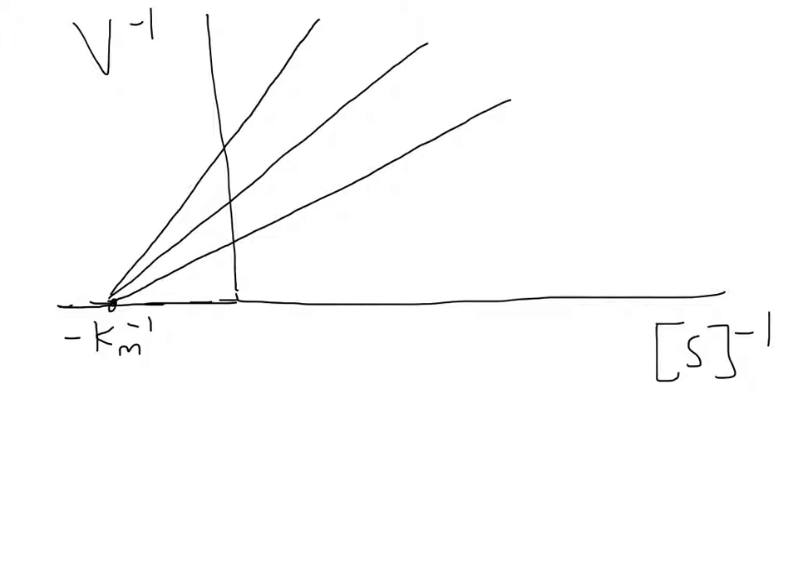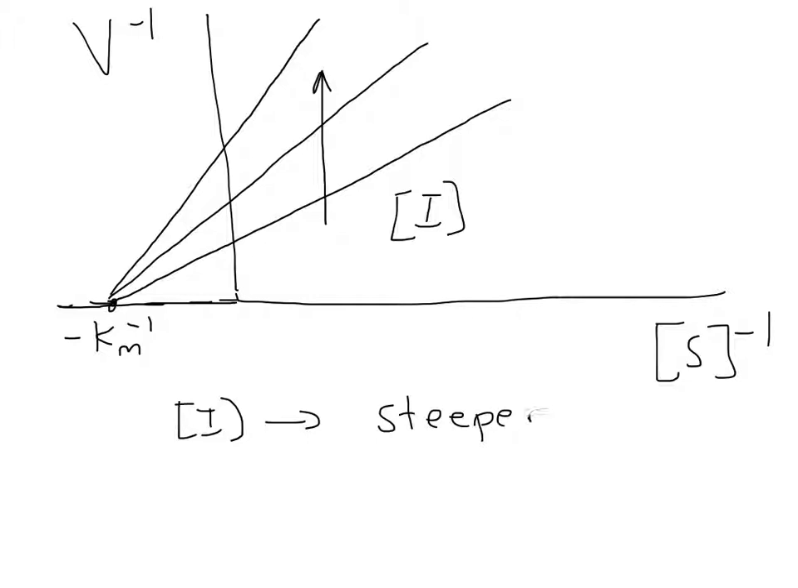We expect Vmax, as we said before, to go down as the inhibitor concentration goes up. So the inverse will increase. So if you think about it, this is the direction of increasing inhibitor concentration. So as you increase the inhibitor concentration, you get a steeper slope, but the x-intercept remains constant.